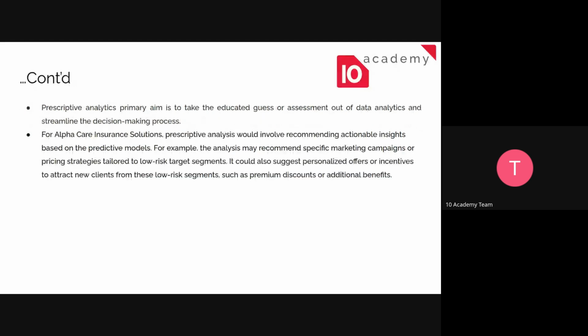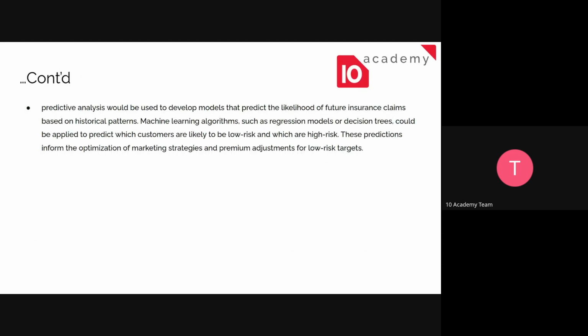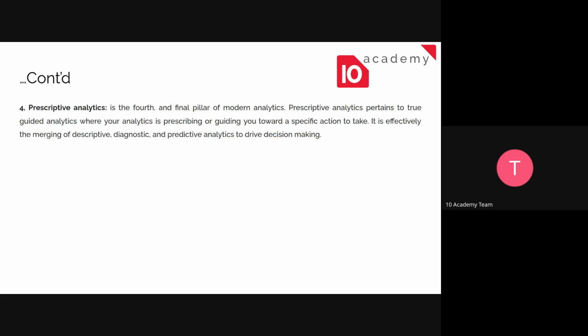Or on the previous slide, maybe changing the marketing strategies and adjusting the premium for low risk targets are the measures that you are recommending for the clients, for the people that you are working for, or for the insurance company owners. So that is what you prescribe. What are you recommending specifically?